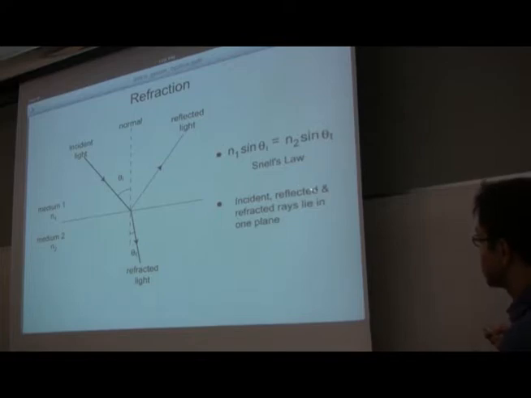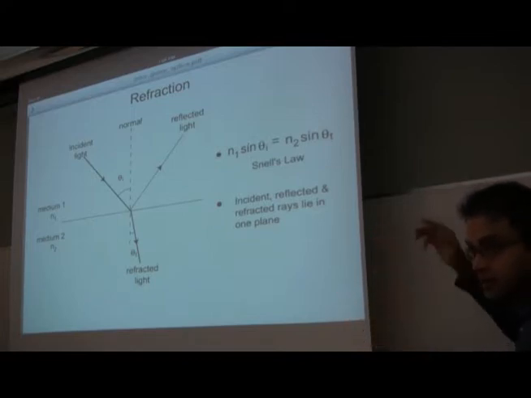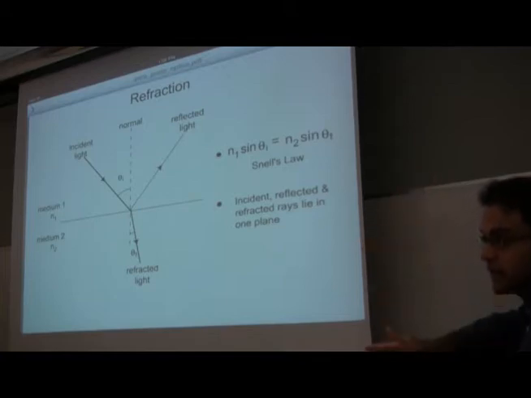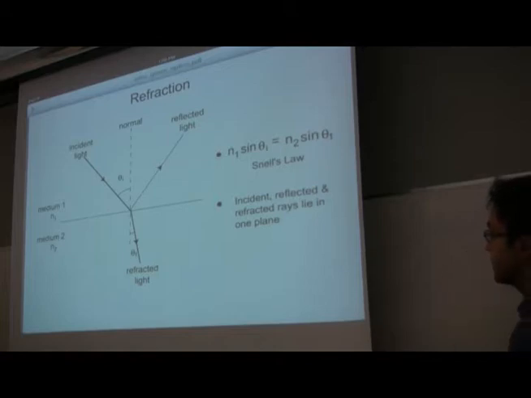Again, the incident and refracted rays and the normal lie in one plane. So all of these rays need to lie in the same plane. If you have complex shapes for the interface between the two media, the fact that these rays lie on a single plane becomes quite important for ray tracing.